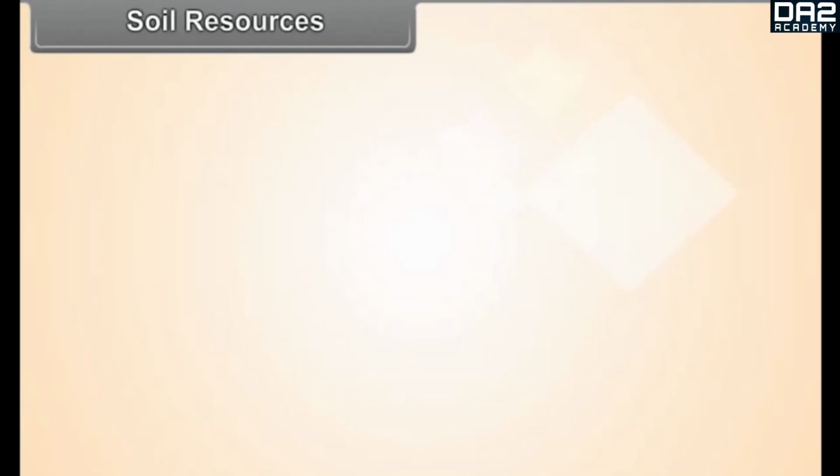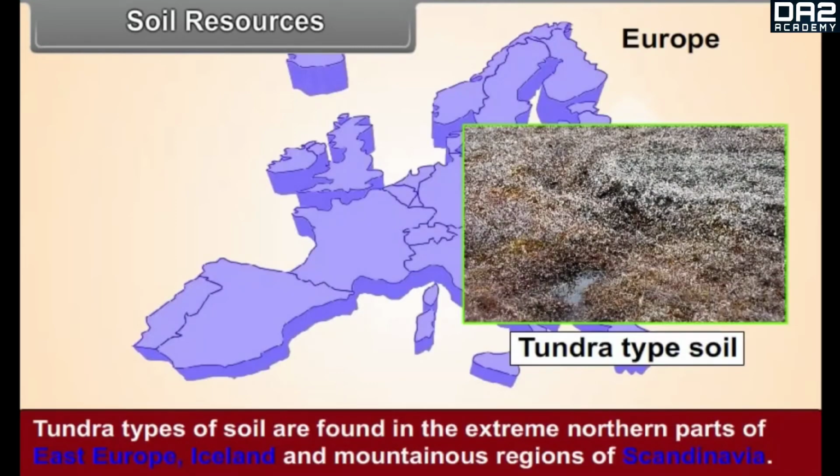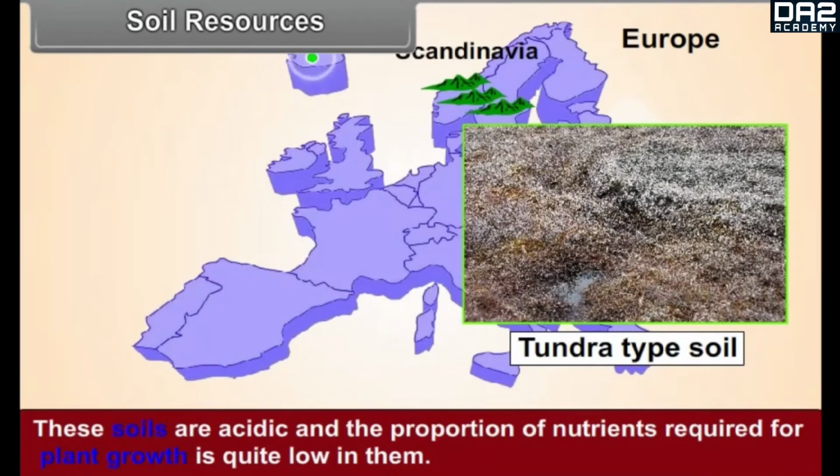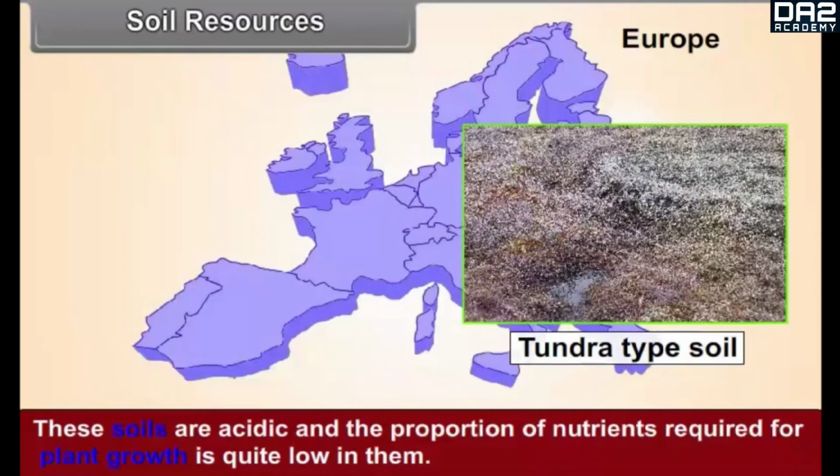Soil resources. Tundra types of soils are found in the extreme northern parts of East Europe, Iceland, and the mountainous regions of Scandinavia. These soils are acidic, and the proportion of nutrients required for plant growth is quite low in them.